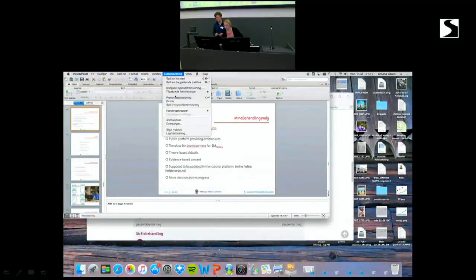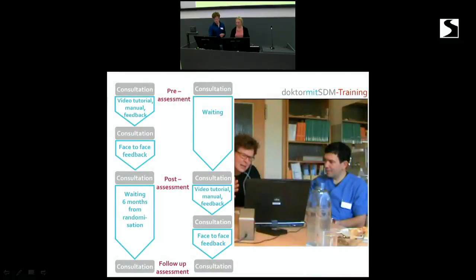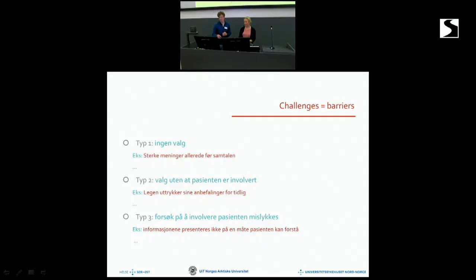The last few minutes are about training. We are aware of the need for additional training. We know if we explain shared decision making to the physicians, most of them say, "Yeah, we are doing this already." But the reality is they do not, or only to a little extent. But this does not say they don't want to.